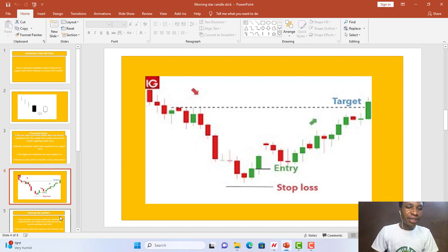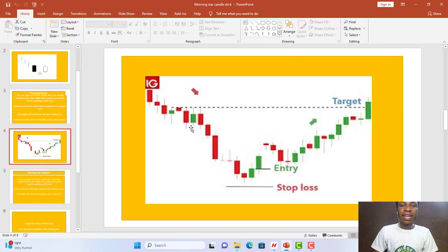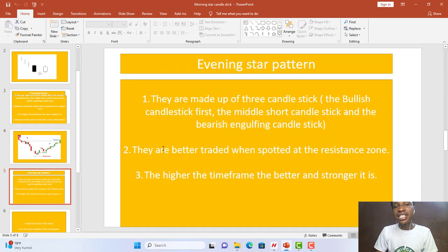Right. So this is it for the morning star. Before I show you on the chart, let's take the direct opposite of the morning star, which is known as the evening star pattern. They are made up of three candlesticks too. Now, the bullish candlestick first, then the middle short candlestick. This middle short candlestick could be a doji, could be any pattern, but smaller in size.